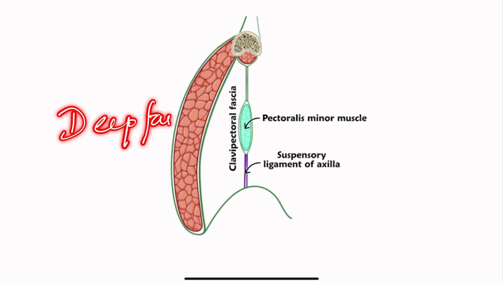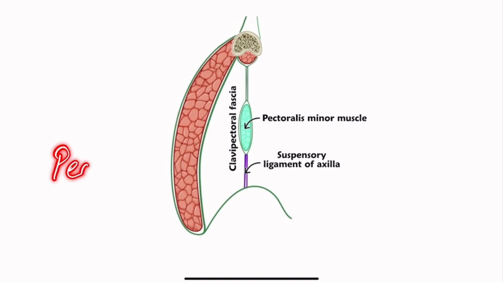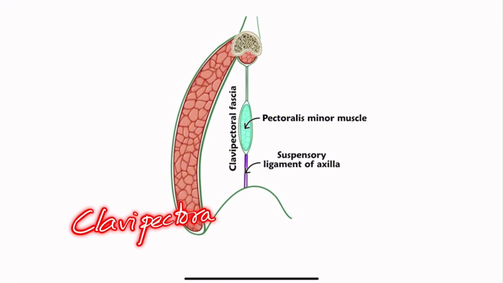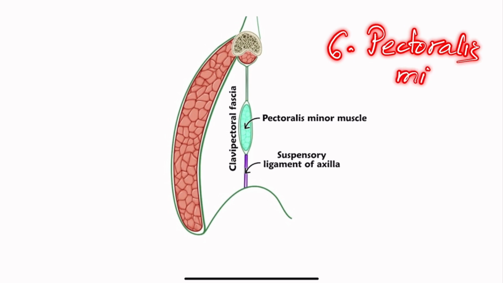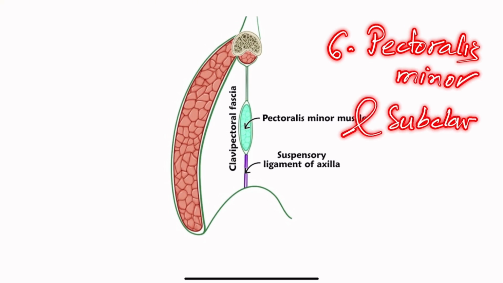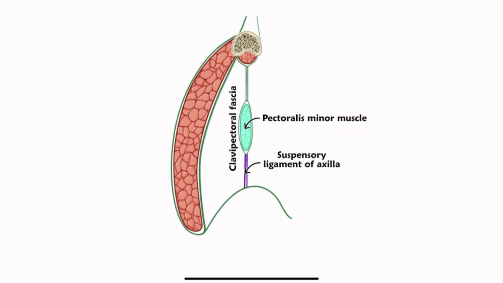Or the pectoral fascia. The fourth layer contains the pectoralis major muscle. The fifth layer contains the clavipectoral fascia. The clavipectoral fascia wraps the pectoralis minor muscle and the subclavius muscle. We are already done with the various types of muscles.